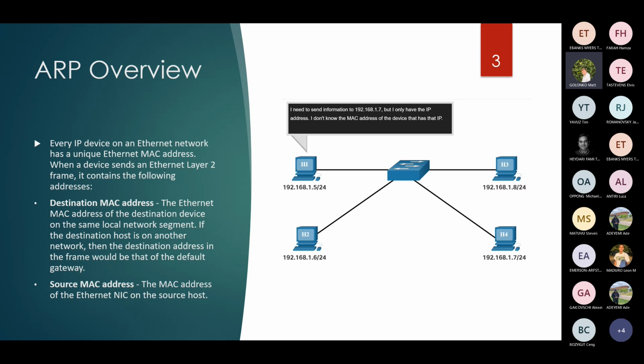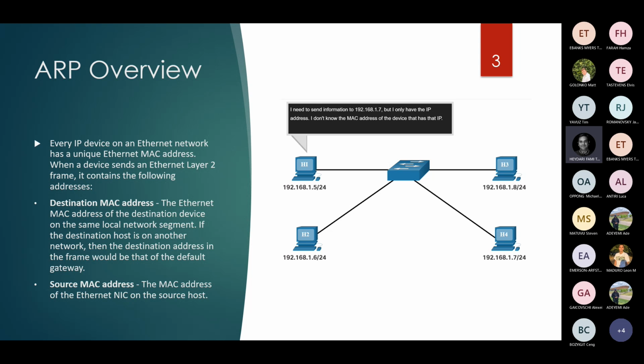If the destination host is on another network, then the destination address in the frame will be that of the default gateway. The source MAC address itself is 48 bits in length, if you remember. It's also called a BIA, burnt-in address. So it's an address that comes directly with your network interface card, NIC, be it a NIC on your phone, your iPad, your PC, your tablet, they all have a MAC address.